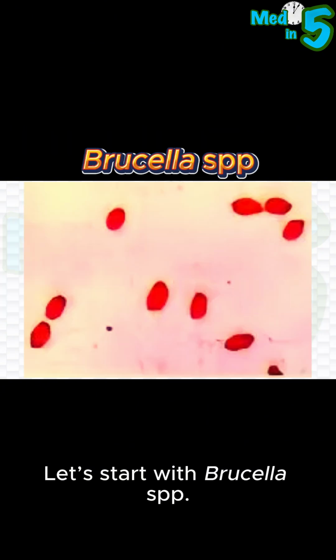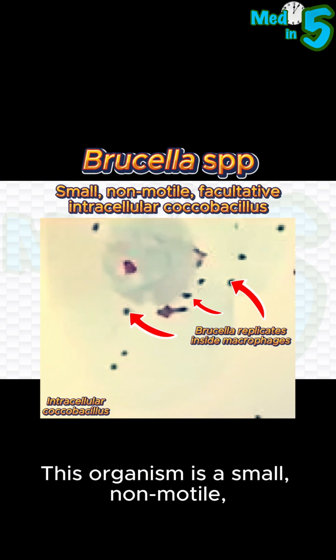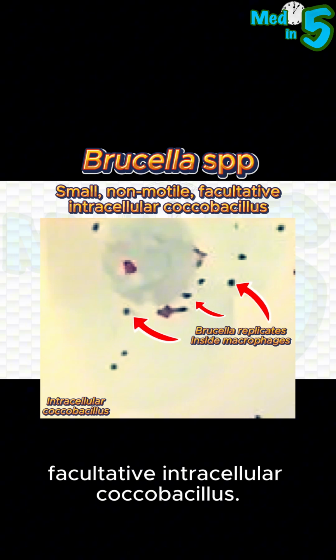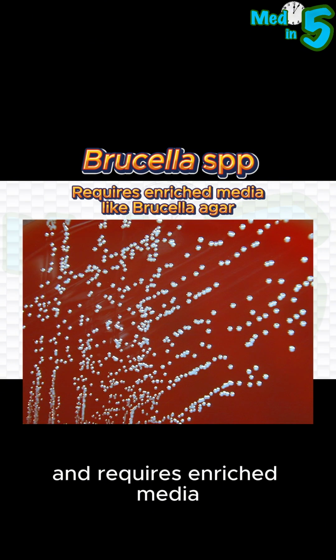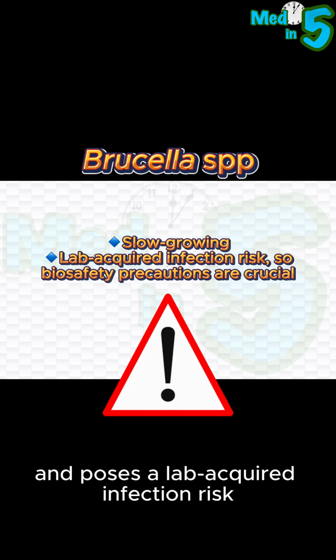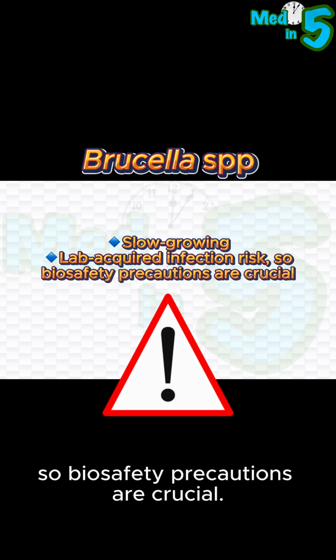Let's start with Brucella spp. This organism is a small non-motile, facultative intracellular coccobacillus. It's oxidase and catalase positive and requires enriched media like Brucella agar to grow. It's slow growing and poses a lab-acquired infection risk, so biosafety precautions are crucial.